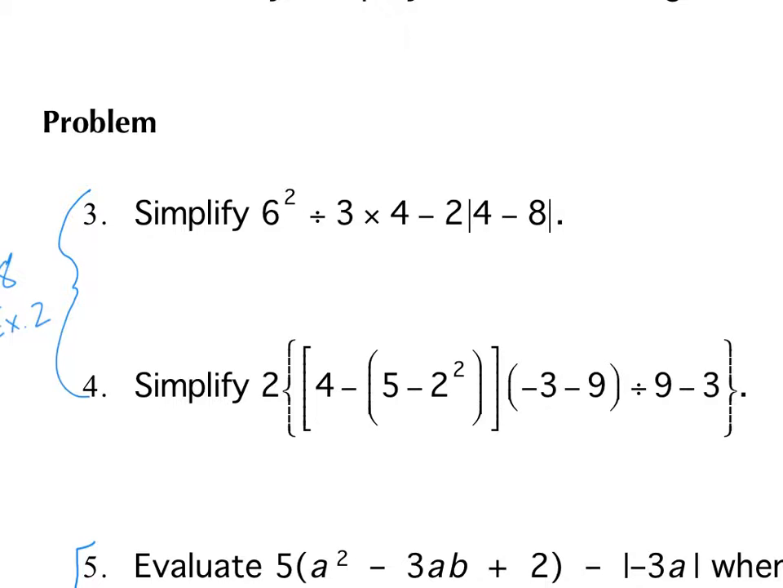Numbers 3 and 4 are both order of operations problems. And I know that the mnemonic you guys have learned for order of operations looks like this, where you have parentheses. That's what you do first, then exponents, then multiplication, then division, then addition, then subtraction. It's a little bit misleading. You do want to do things inside the parentheses first. If there's no parentheses, you do exponents.